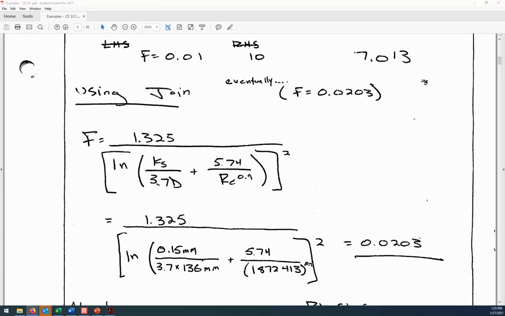Same thing with the Jain equation as it is with the Colebrook. Just note that it's okay to have units of millimeters for your K sub S and also your D because it's a ratio. So you could convert it both to meters, leave it as millimeters, but you have to be consistent in the numerator and the denominator in order to get the same value for f in the Jain equation.